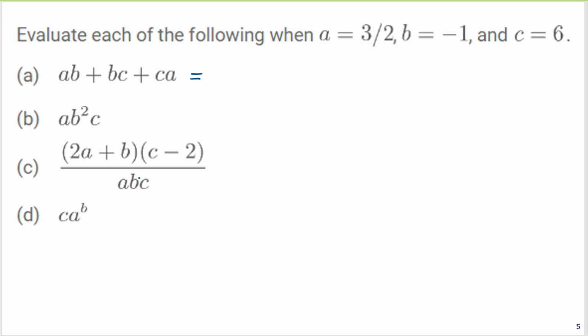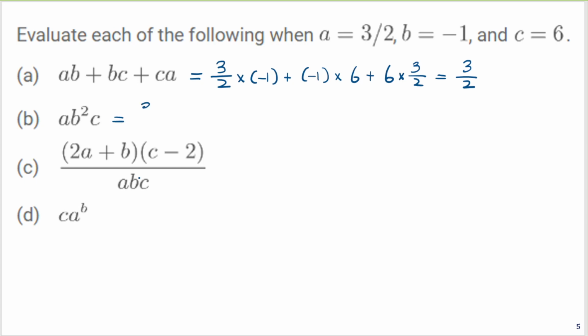First one, again, just insert each of the variables, right? So A is 3 over 2 times B, which is negative 1, plus negative 1 times C, which is 6 times A, 3 over 2. And the final result is just 3 over 2, right?